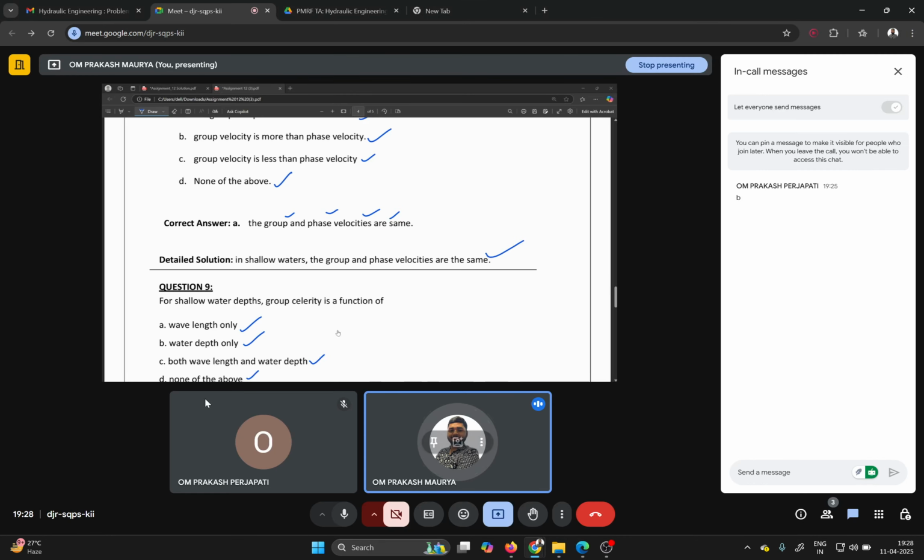Please think on that and try to write your answer in the chat box. You have another 2-3 minutes. Okay, for the previous question you were telling about option B, that group velocity is more than phase velocity. Not so, option A was correct: the group and phase velocity are the same. Okay, good. For question number 9 you can also write your answer in the chat box.